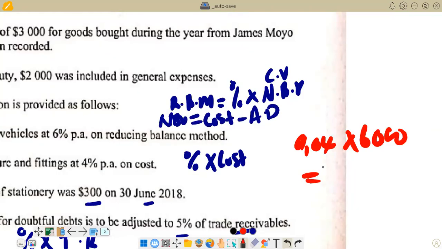Then if you do that, you are going to get 240. So this is our depreciation for furniture and fittings. So we can go there and just try to summarize that working for furniture and fittings.